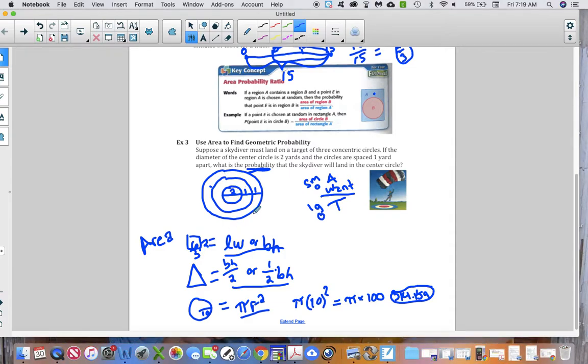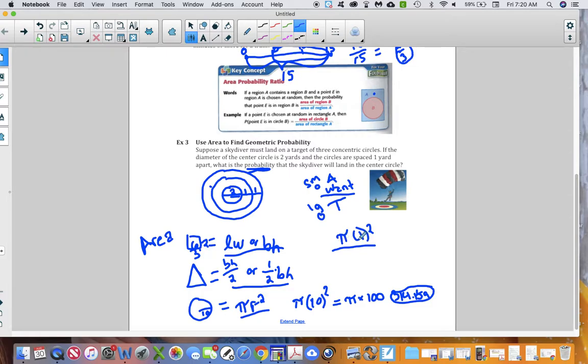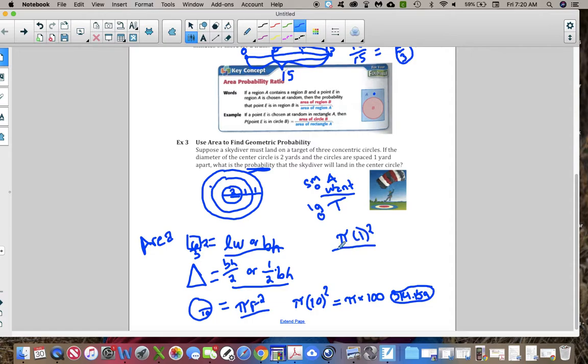Okay, so the equation for a circle is pi radius squared. Let's do the area of the small circle first. They told me that the diameter was 2, but that's not the radius. The radius of this small circle would just be 1, because we're going from the center to the outside. So the area of the small circle would be pi times 1 squared, because that's what my radius is. Now don't multiply that through, because we're going to do some magic here in just a second and simplify this, and it's going to be really nice. So there's the area of my small circle.